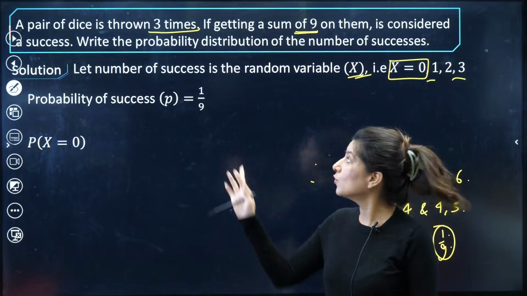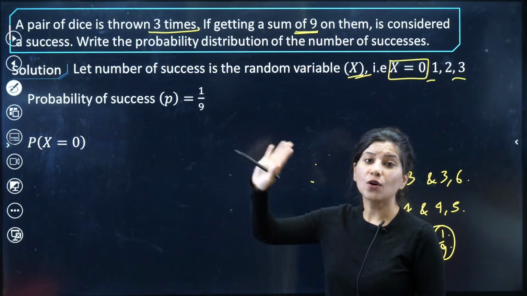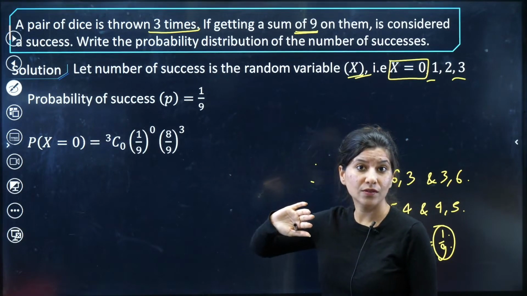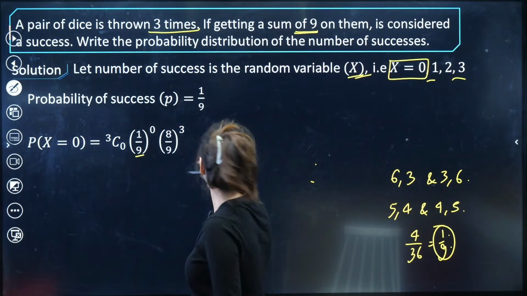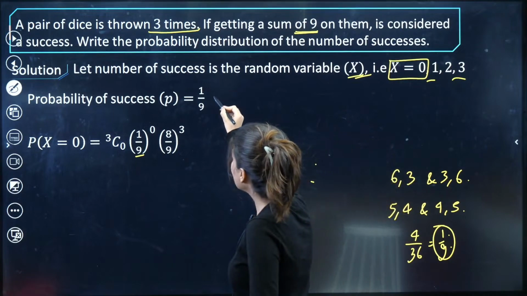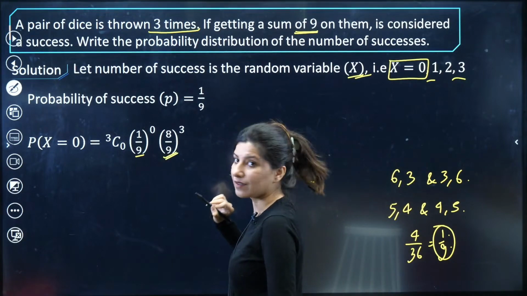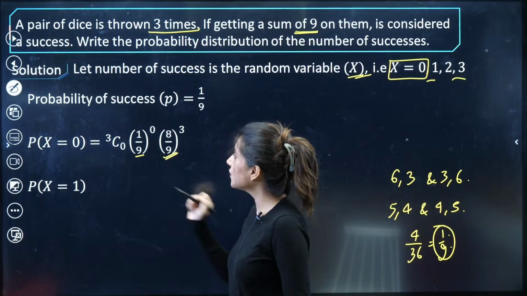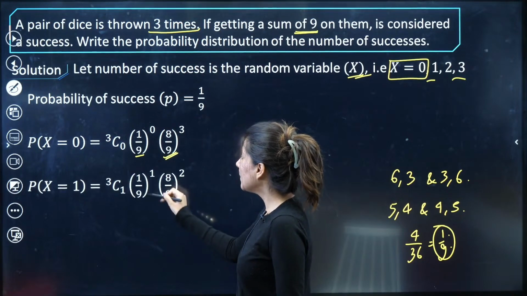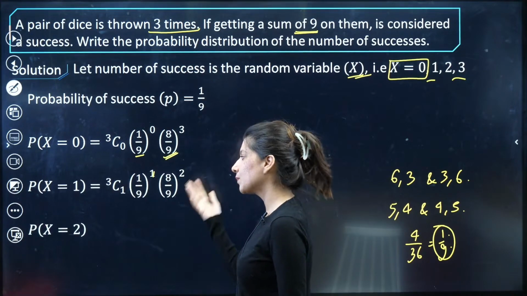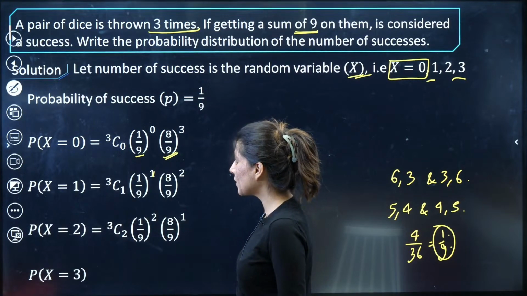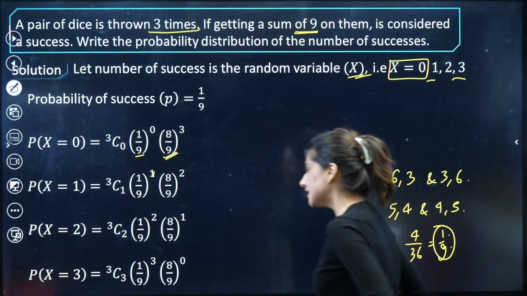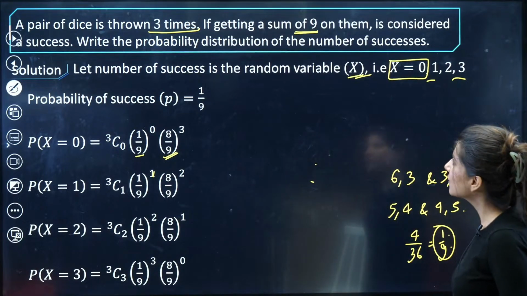Now probability x equals 0 means not at all getting 9 out of 3 times. So that means 3C0, 1 by 9 is the probability of success, and all the time I am getting failure. Probability x equals 1: 3C1, 1 by 9 raised to power 1, 8 by 9 raised to power 2. Probability x equals 2: 3C2, 1 by 9 square, 8 by 9 raised to power 1. Probability x equals 3: 3C3, 1 by 9 cube, 8 by 9 raised to power 0.